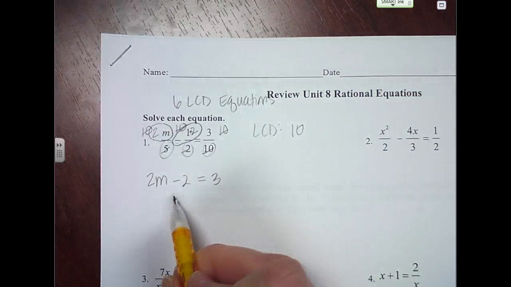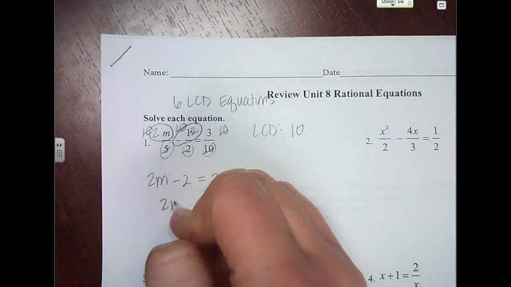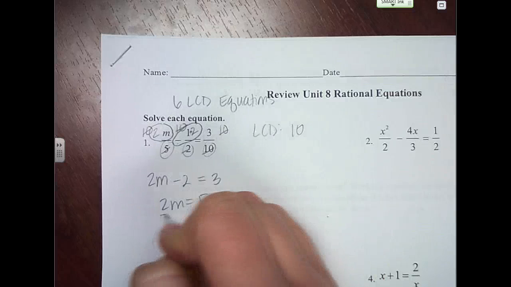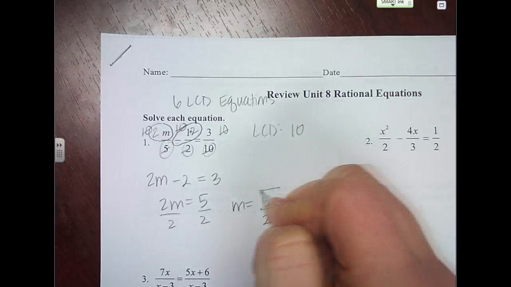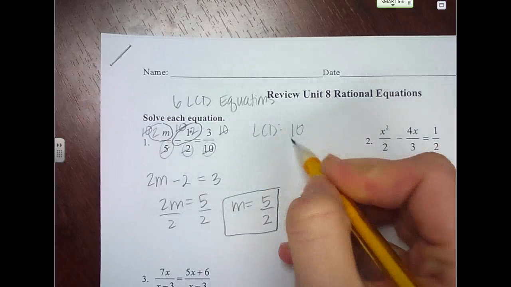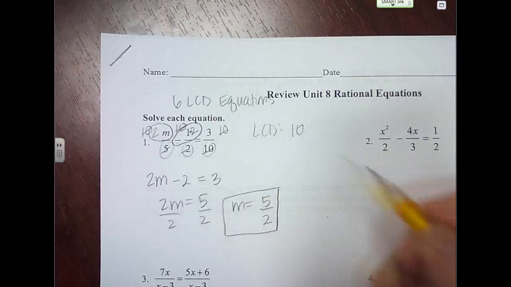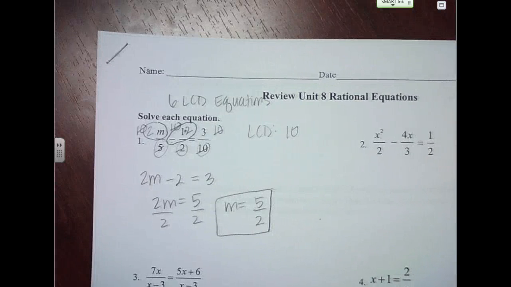So now let's solve for m here. So we would add the 2 over, which would be 5, divide by 2, so m equals 5 over 2. There's no variable in the LCD, so I don't have to worry about what x does not equal.